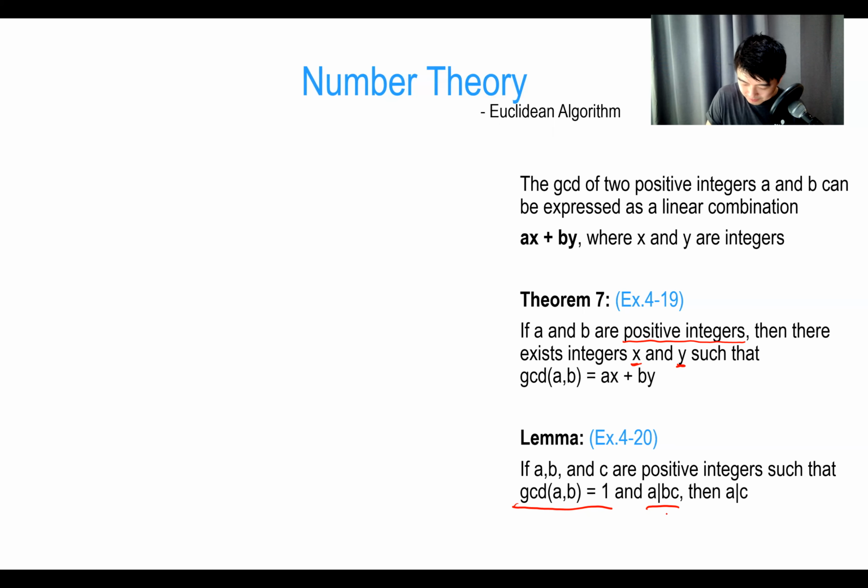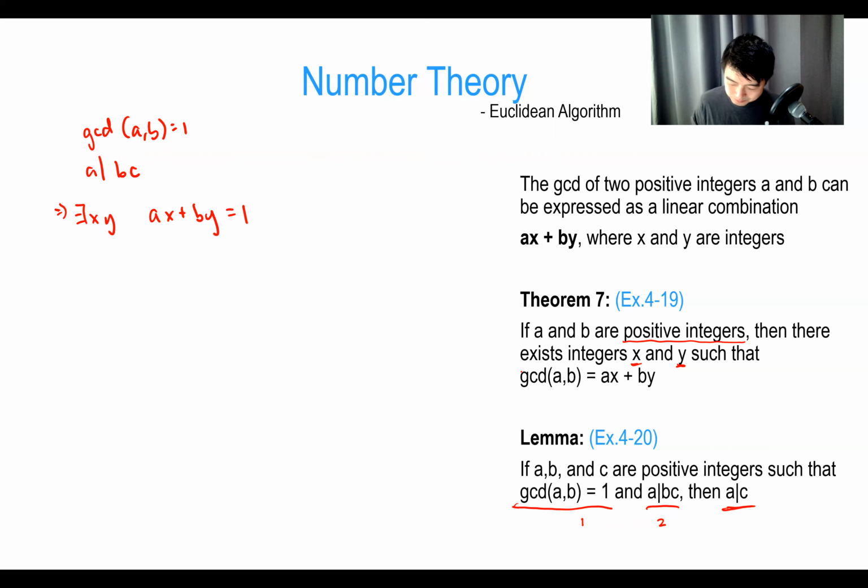So let's start with this. We have premise number 1 and premise number 2. I'm going to prove that if premises 1 and 2 are true, then the conclusion must also be true. So let's write down our premises: the GCD of a and b is equal to 1, and a divides bc. If the GCD of a and b is equal to 1, then there must exist x and y so that ax plus by is equal to 1, because that's what the theorem is telling me.